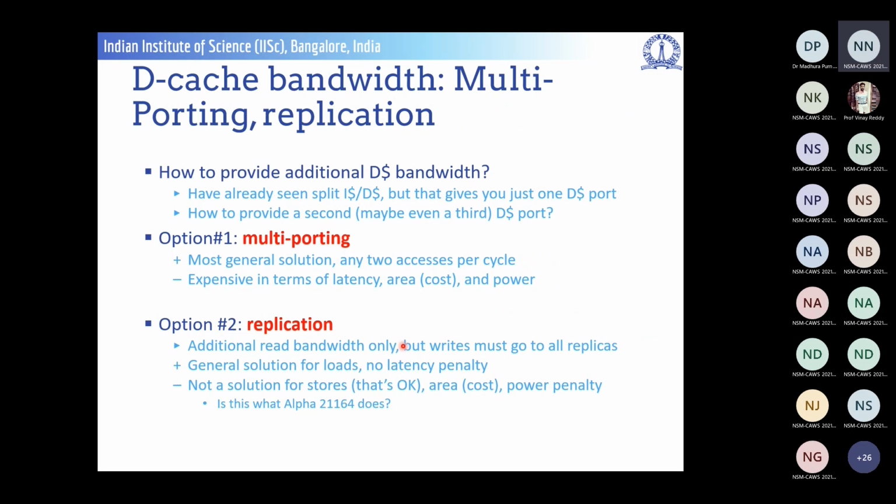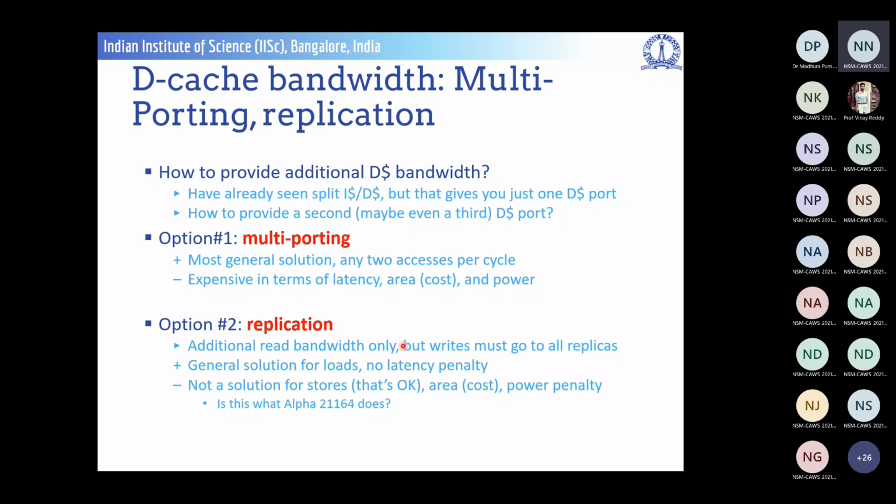And we have talked about this: if you want to increase the bandwidth, you typically do multiporting. You can also replicate the same cache twice, but this is not typically done in today's processors. What you do is multiporting, where you can access the same cache in the same cycle to read multiple addresses, multiple registers out of it.